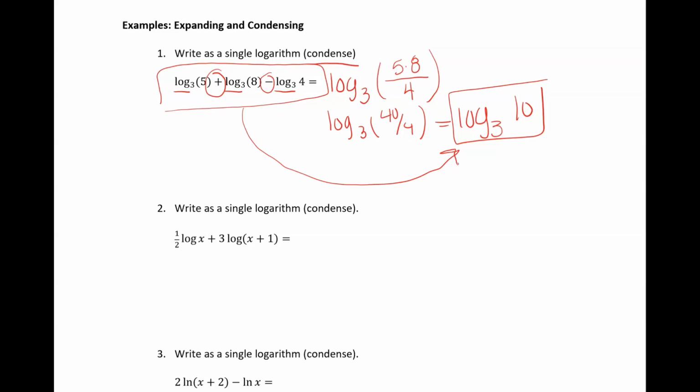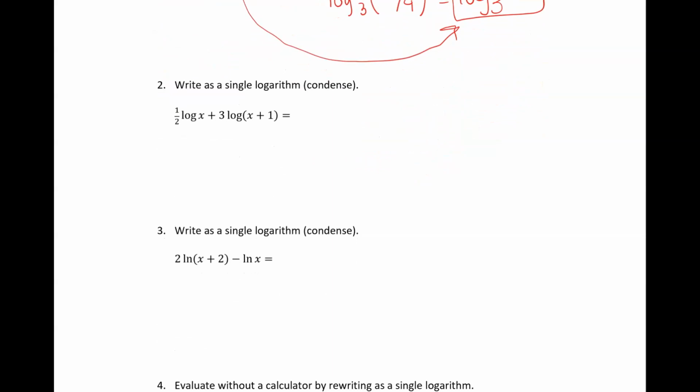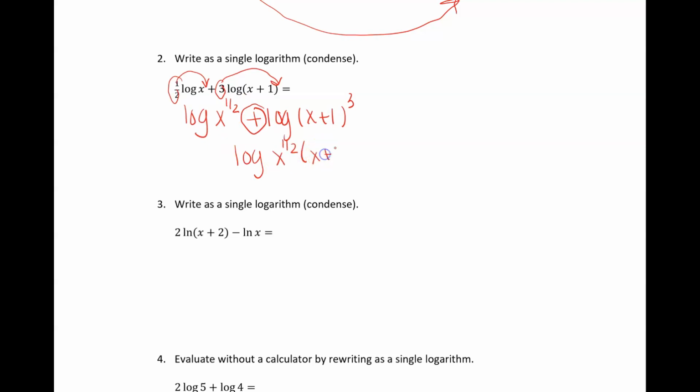Next one says, write a single log. So let's combine this together with our exponent rule. So I'm going to first bring all my exponents back up. I'm going to reverse that. So if I have a number out front here, it becomes the exponent on the x. I have a number out front here, it's going to become the exponent on what I'm logging. So I'm going to say log of x to the 1/2 plus log of x plus 1 to the 3rd. Addition becomes multiplication. So I can write log of x to the 1/2 times x plus 1 cubed. And lastly, that 1/2 we know is actually the square root of x. And so that would be my singular log.